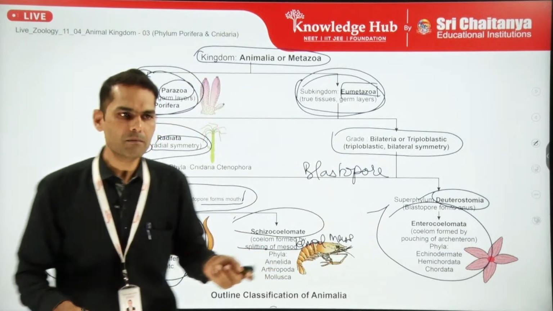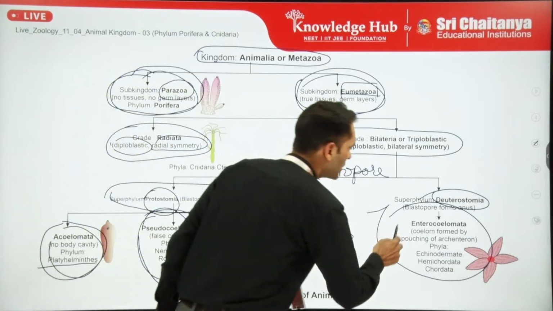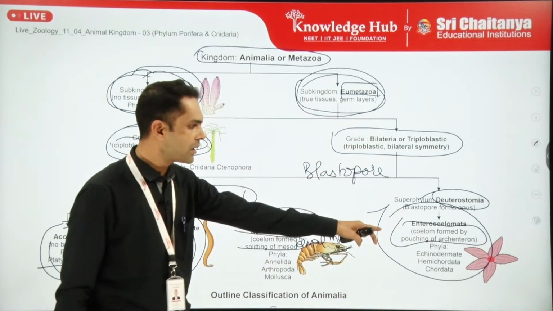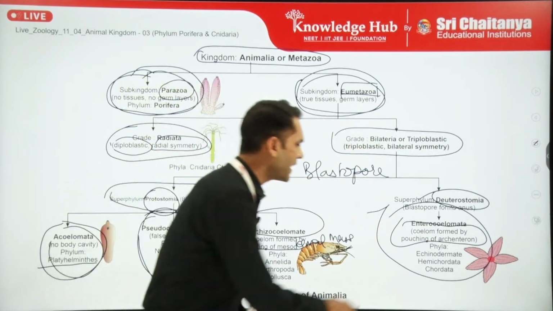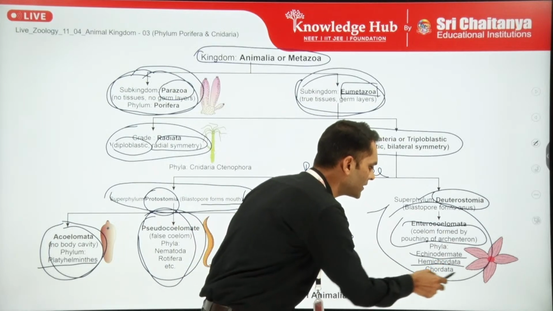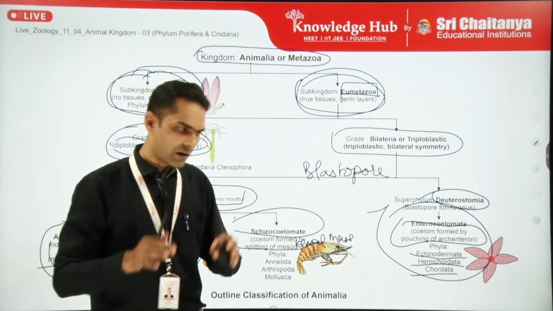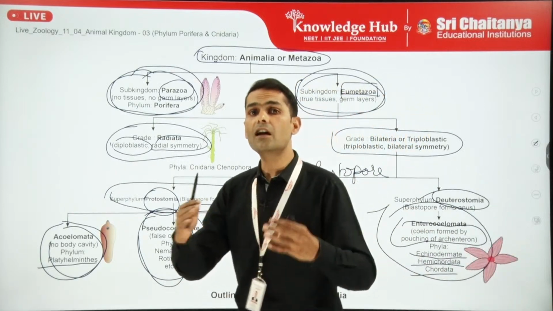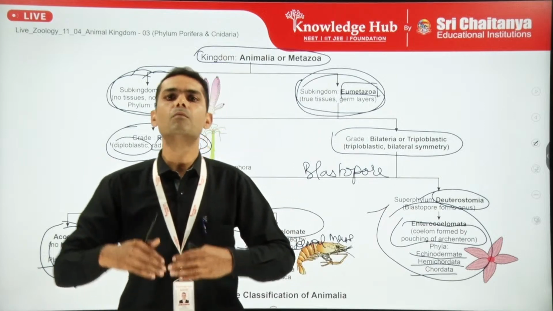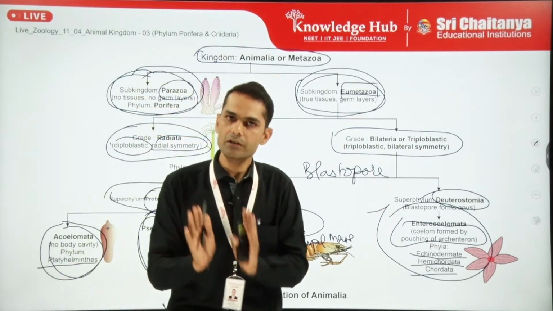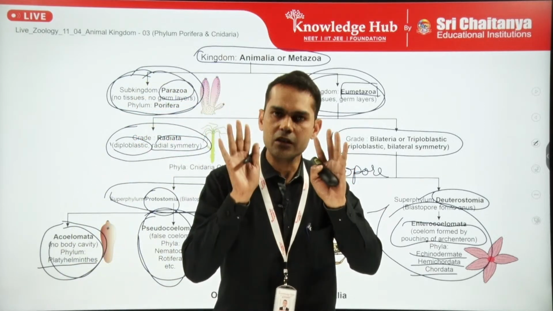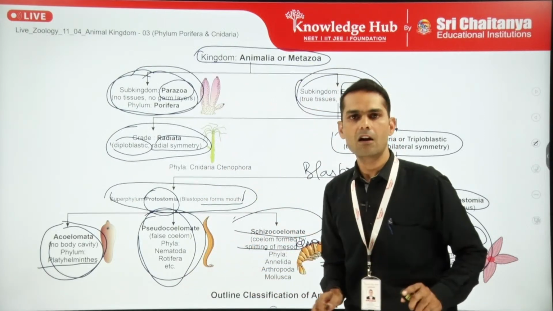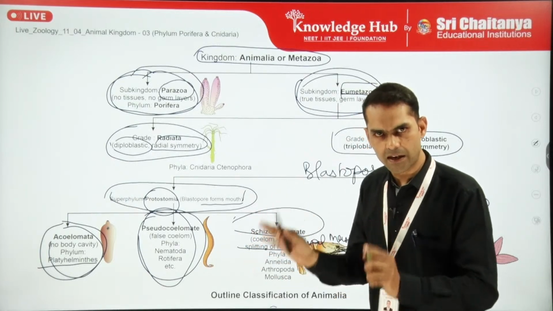In the enterocoelom, we know that coelom is formed by pouching of the archenteron cavity, right? So examples of these enterocoelomates are phyla Echinodermata, Hemichordata and Chordata. So both schizocoelom and enterocoelom are considered true coelomates, but both are coelomates only. Fine. So this was the brief category of the classification of the animal kingdom.